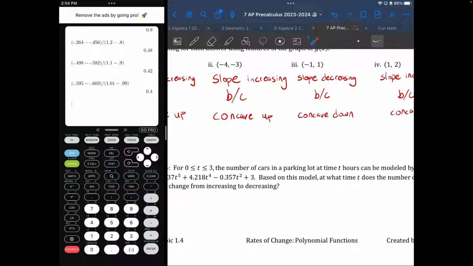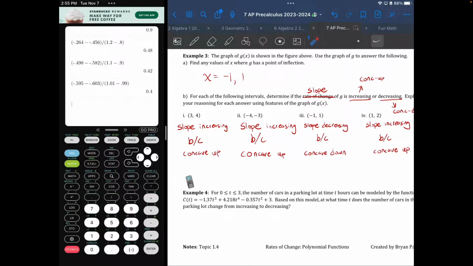Remove the ads by going pro. You should still go pro. Starbucks rewards? This video brought to you by free Starbucks rewards.